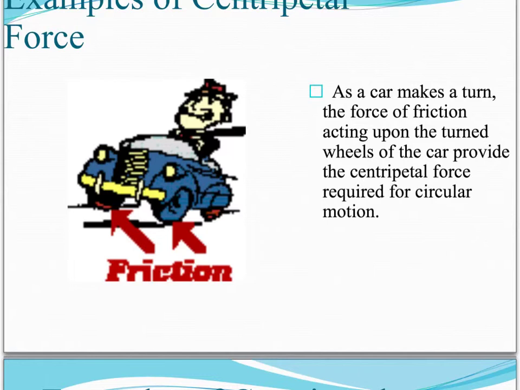Examples of centripetal force. As a car makes a turn, the force of friction acting upon the turned wheels of the car provides the centripetal force required for circular motion. So think about it. As the tires are moving across, you have centripetal force pulling in because you have the frictional force on the tires. If you go around a corner too fast, your car will spin out. But because we have friction between the tire and the ground, you basically can go in that turn. You're turning your wheels, you're not continuing that straight motion, because the force on your tires on the ground is causing you to pull across.